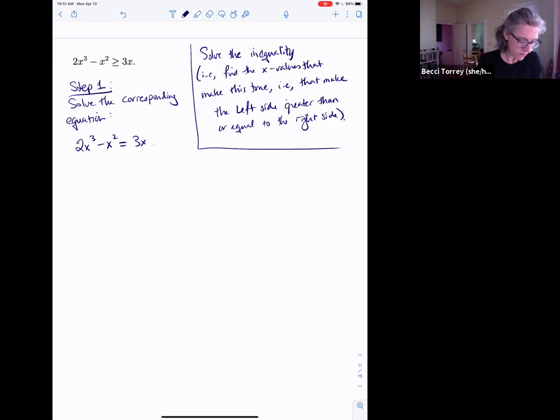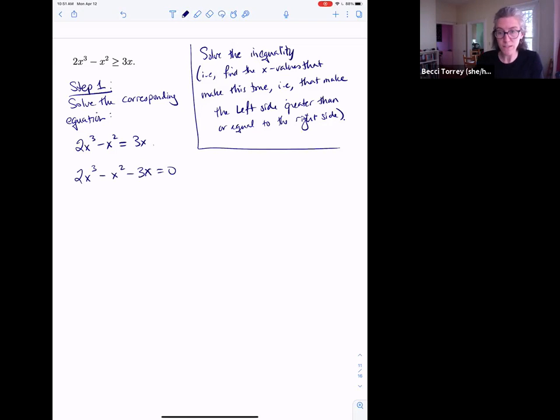So we want to find whether something's positive or negative. We're going to do the same thing: get 0 on one side and solve it. I'm going to keep my highest degree term over here because I want that to be positive, just because it makes things a little bit easier. So I'm going to subtract 3x from both sides. 2x cubed minus x squared minus 3x equals 0.